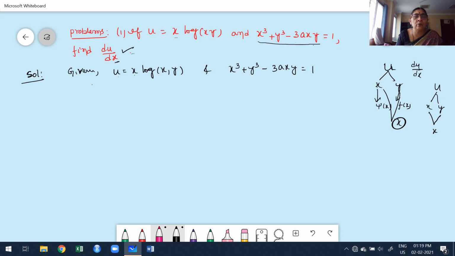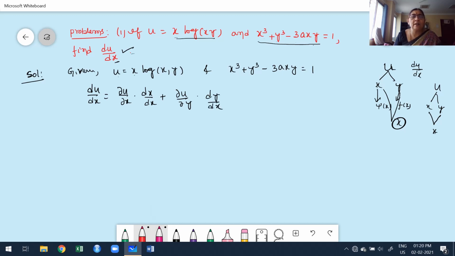From the definition of total derivative, what is du by dx? How can you take it without knowing that y is a function of x? Because u is a function of x and y, but I want u with respect to x, so understand that y is also a function of x. From the definition of total derivative, du by dx equals dou u by dou x, because u depends on two variables x and y, into dx by dx, plus dou u by dou y into dy by dx. dx by dx cancels. What is this value? It must be 1.